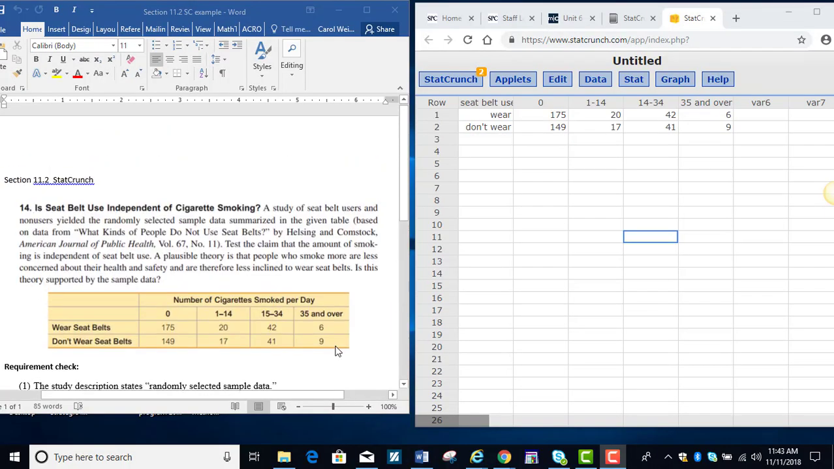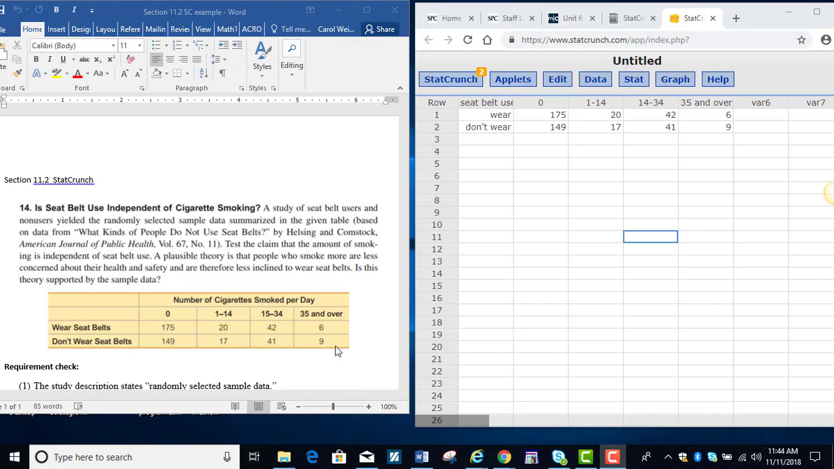Section 11.2 StatCrunch. We're going to work problem 14 from the ebook. Is seatbelt use independent of cigarette smoking? A study of seatbelt users and non-users yielded the randomly selected sample data summarized in the given table. Test the claim that the amount of smoking is independent of seatbelt use.